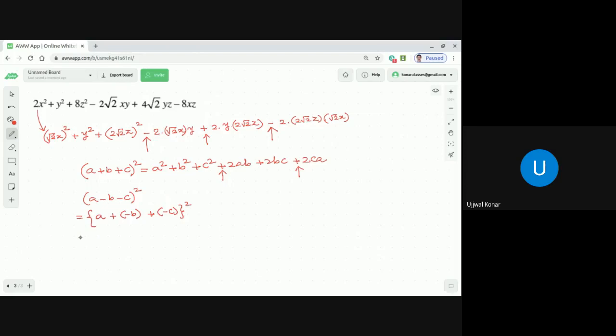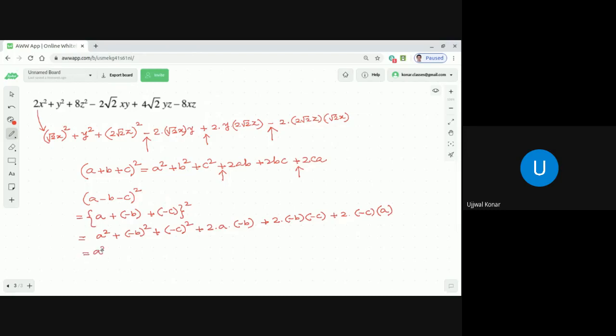Correct or not? And then what we are going to write? It is a square plus minus b whole square plus minus c whole square plus 2 into a into minus b plus 2 into minus b into minus c plus 2 into minus c into a. Correct, no? Got it or not? Yes, sir. Are you getting the point? Absolutely.